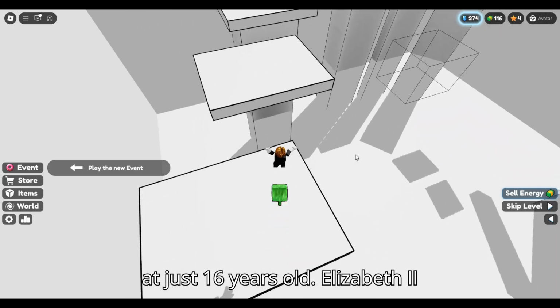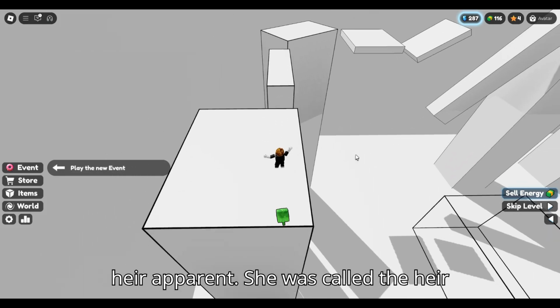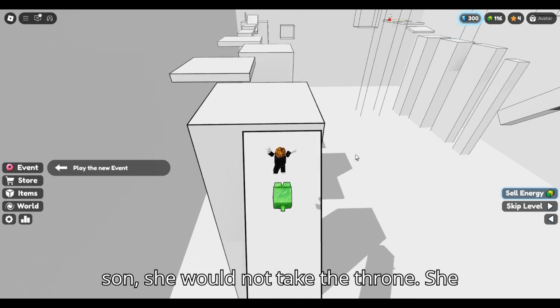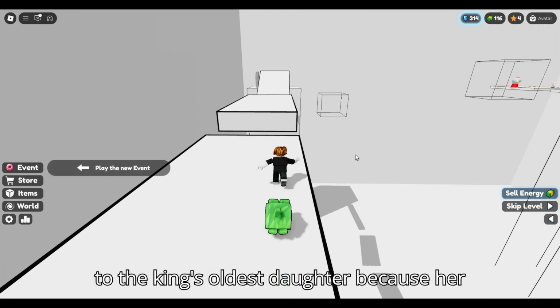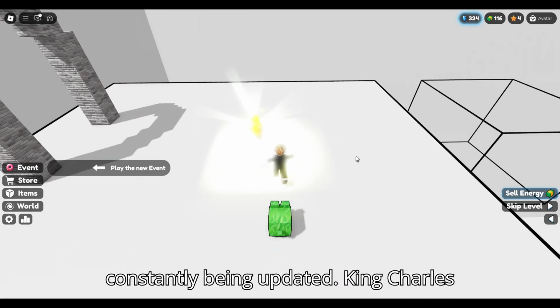Elizabeth II, who died in 2022, was never actually the heir apparent. She was called the heir presumptive because if her father had a son, she would not take the throne. She wasn't even Princess Royal, a term given to the king's oldest daughter, because her aunt held the title. The current line of succession is constantly being updated.